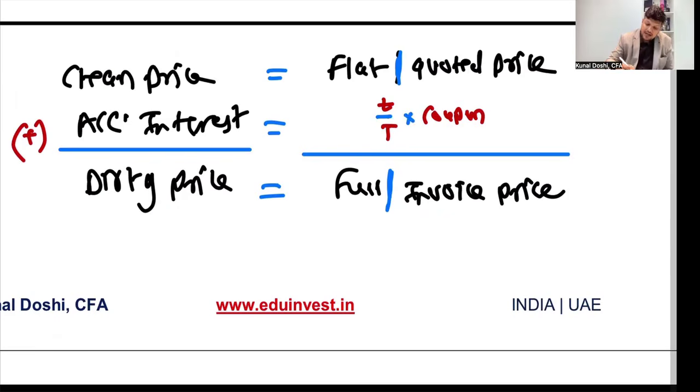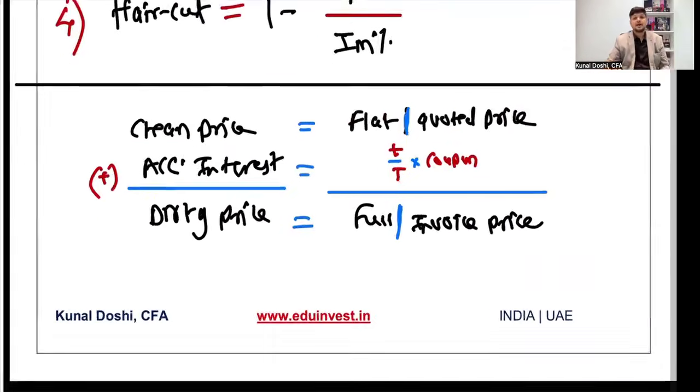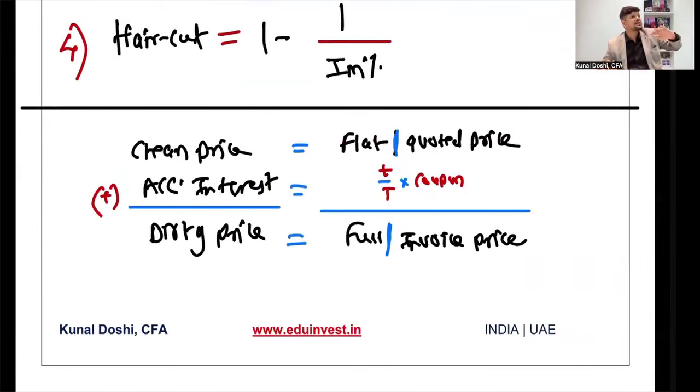So first of all, the smaller t here represents the time since last coupon. Let's say the last coupon was paid 30 days back. And if it's a semi-annual bond, how much is the duration between coupons? 180 days, semi-annual. So the small t is 30 since last, and the big T is 180 days. So it's the time since last coupon into the coupon amount.